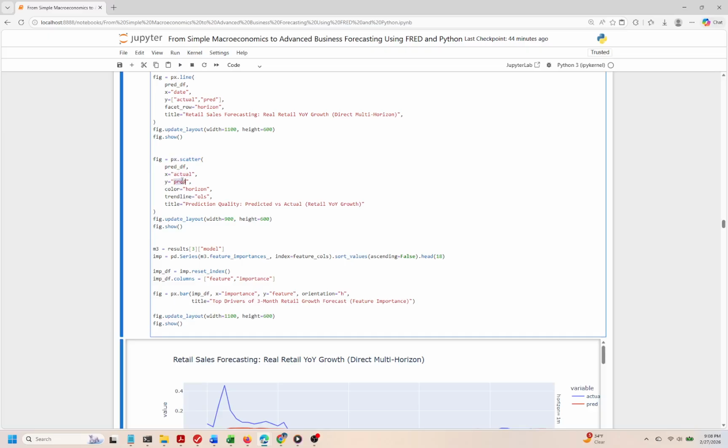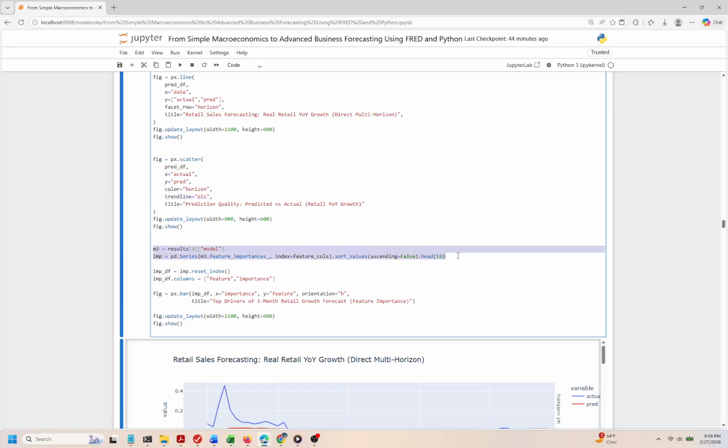This visualization is colored by the forecast horizon and includes a trend line, which helps assess the overall prediction quality and visually identify any discrepancies. Observing these correlations helps us understand whether our model is performing well or if there are specific areas where it misses the mark.